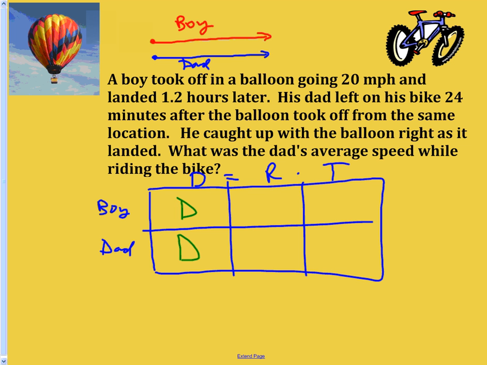All right. Next is rate. The boy's rate. Is it in the problem? Yes, it is. So what do I put? 20. The dad's rate. They give it to us. So what do you put? R. Don't ever change variables. If it's in the R column, use R. All right, and time. Do we know how long the boy was in the air? His time. Yes, 1.2 hours.